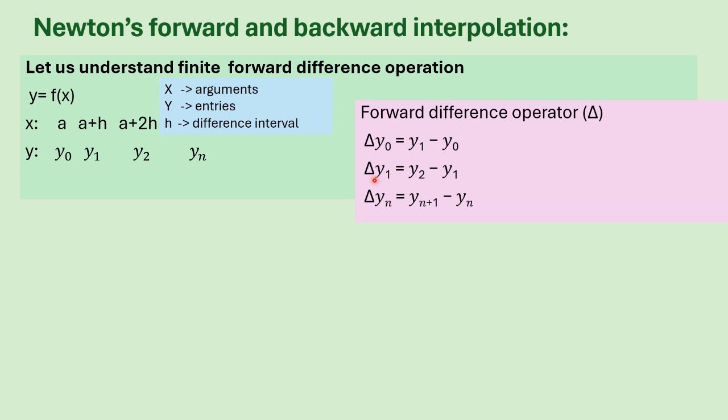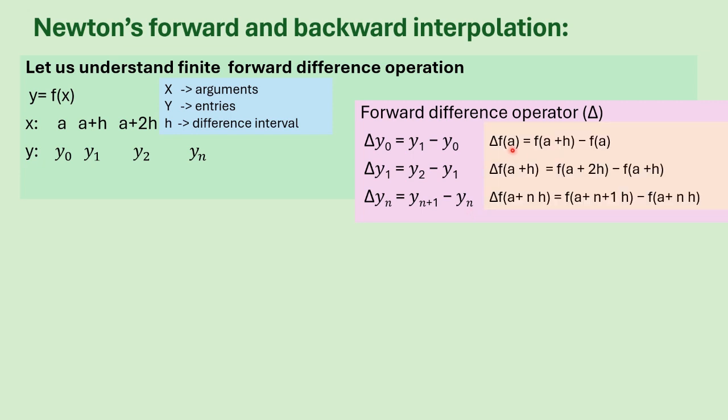So delta y1 will be the forward value minus the current value, that is y2 minus y1. Similarly, delta yn is equal to y(n+1) minus yn. Similarly for functions also. For example, delta f(a) is equal to f of the forward value, which is a + h, minus f of the current value. Similarly, delta f(a + nh) is equal to the function of the forward value minus the function of the current value. So this is the first forward operator.